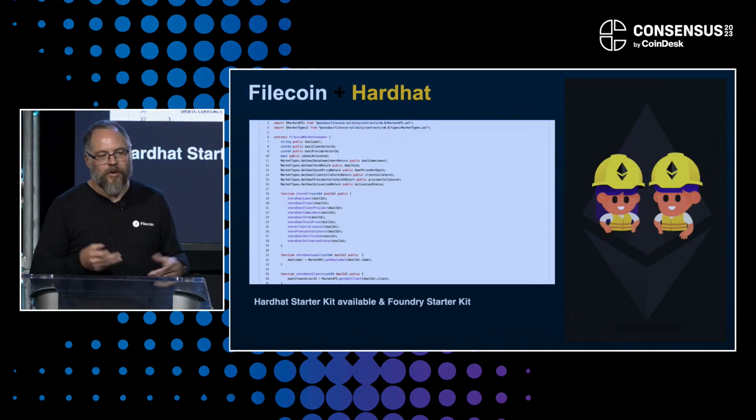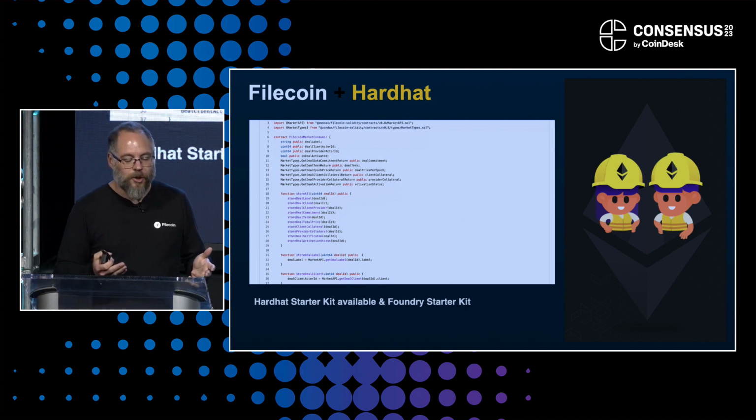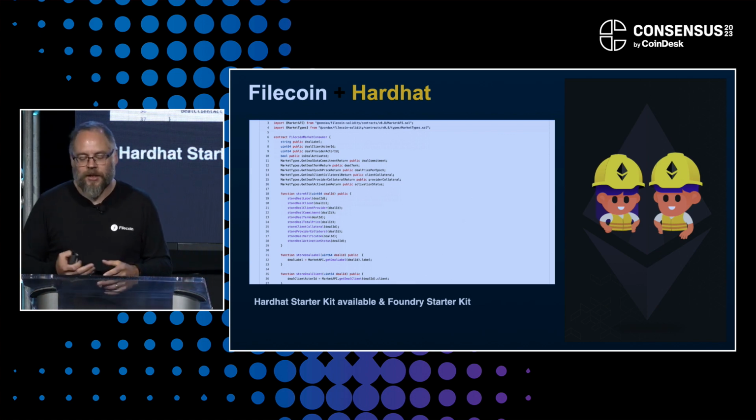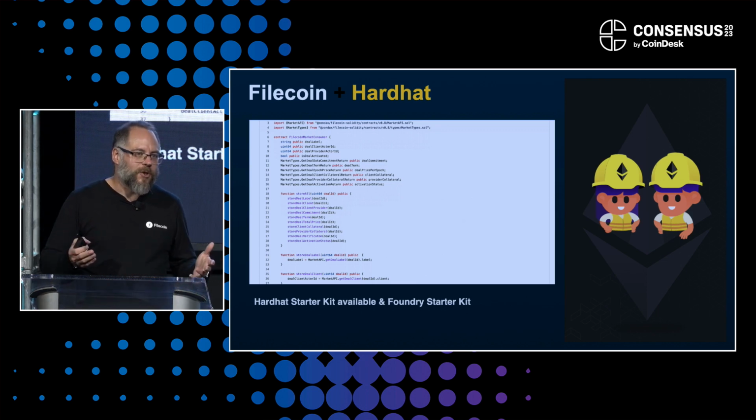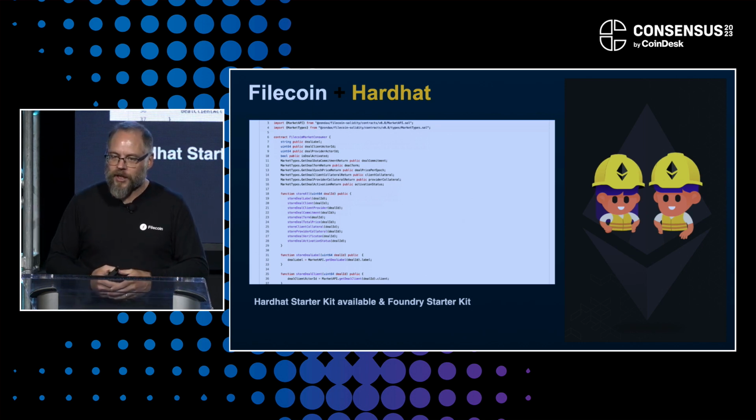Similarly, Hardhat, which is another tool that a lot of people use. We've got Hardhat starter kits as well, so developers can download that, and it gets them started with using Hardhat. We've got a bunch of example contracts on there that you can use, including a contract called the deal client contract, which enables a smart contract to act as a storage client and take you through a lot of the process of negotiating a storage deal programmatically.